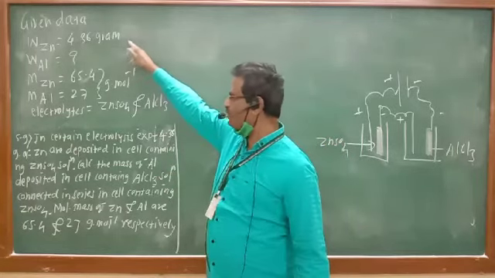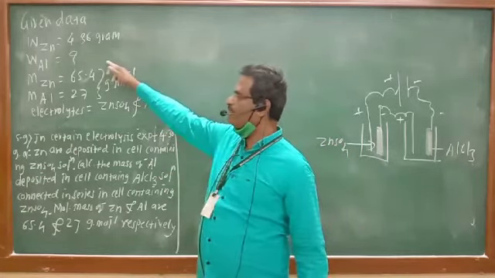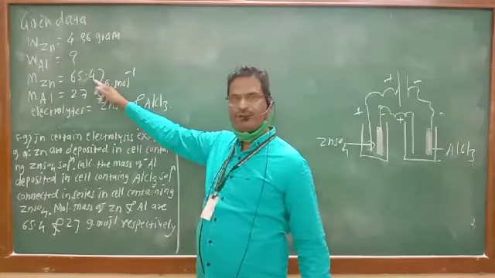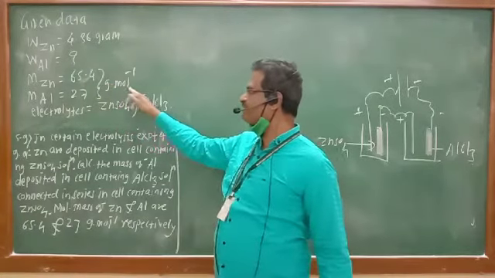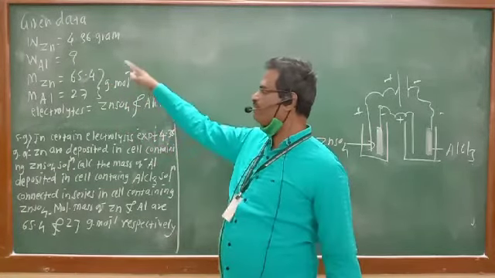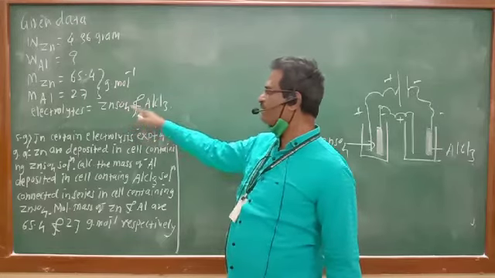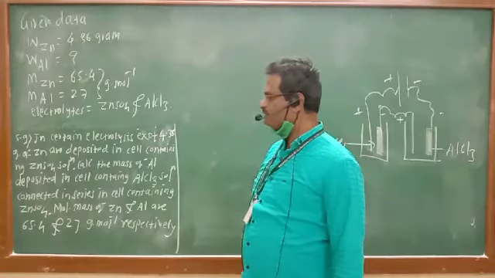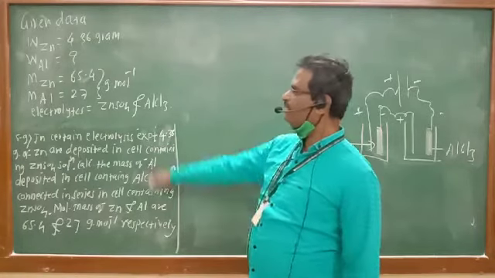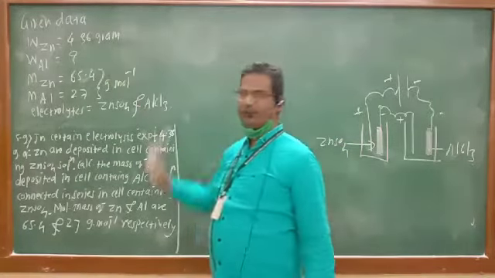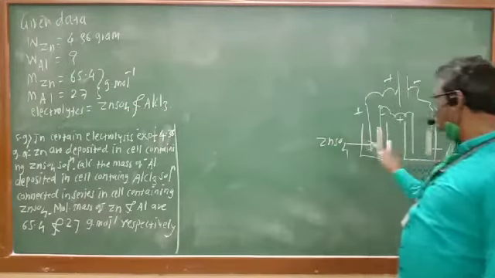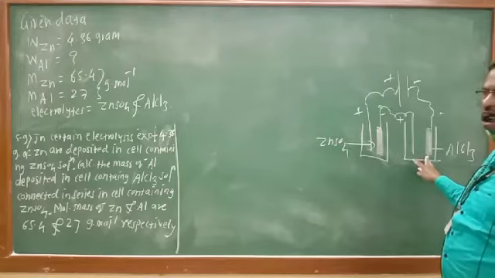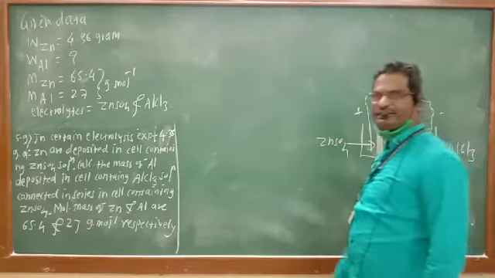Weight of zinc 4.36 gram. Weight of aluminium we have to calculate. Molar mass of zinc 65.4. Molar mass of aluminium 27 gram per mole. Electrolyte of zinc is zinc sulfate, and electrolyte of aluminium is aluminium chloride, and they have asked to calculate the weight of aluminium deposited. This is the experiment. Zinc sulfate and aluminium chloride are electrolyzed in series.